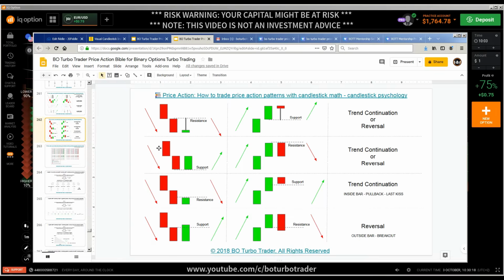So we have this kind of stuff here. If you have a downtrend, you follow the trend, or you get any kind of confirmation that this support level is a strong one, or that the trend is not a strong one.